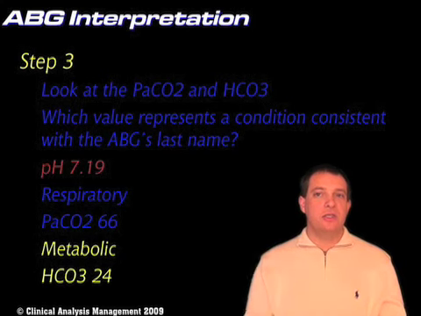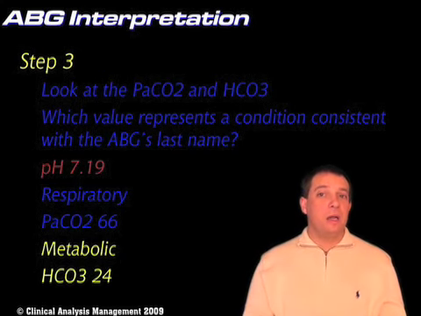So let's use our system. First off, is everything normal? 7.19, nope, it's not normal, so we're already knocked out, so we know we've got to interpret the ABG. So we look at the pH first, 7.19. What's the first name and the last name? Okay, we know it's not between 7.35 and 7.45, so we know that it's uncompensated, and we know that it is less than 7.4, so we know it's an acidosis. So this is an uncompensated acidosis.